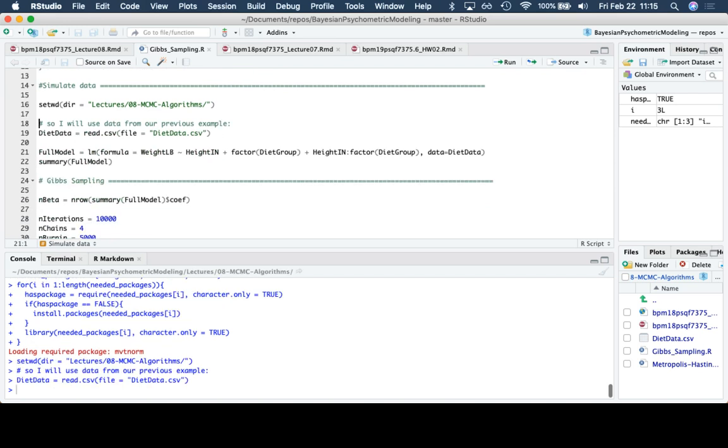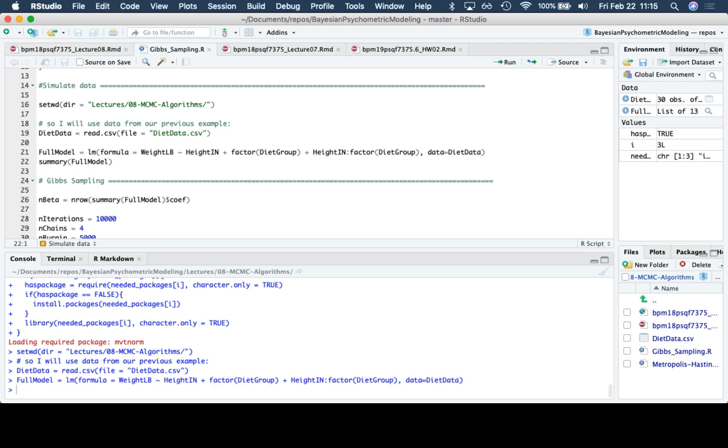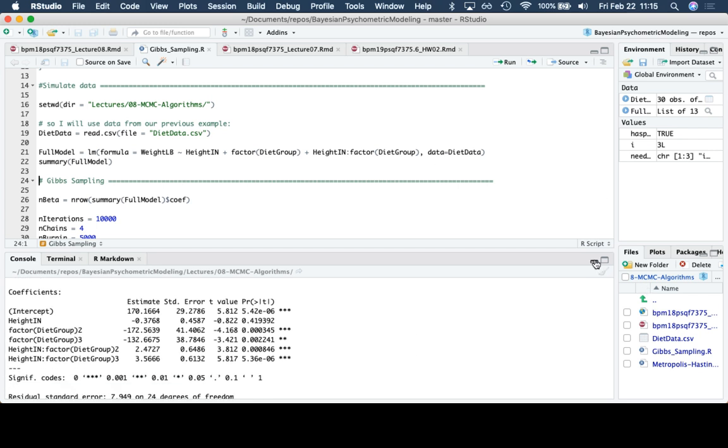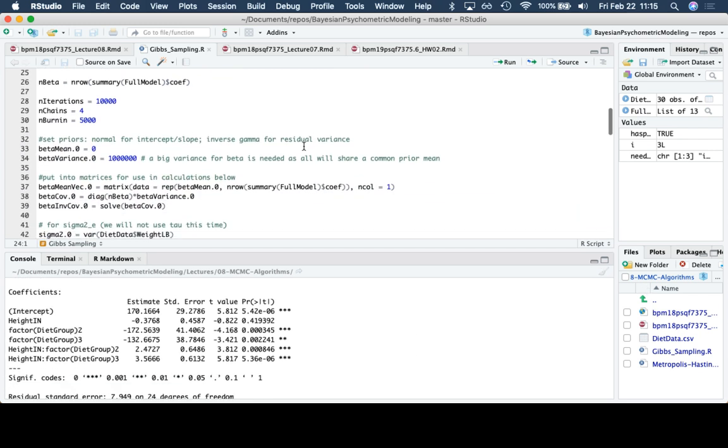I can set our working directory, read in our data, and we're going to just quickly show this is the least squares estimate, the OLS estimates for the linear model we had before. Okay. Now in Gibbs sampling, to make this work, we again have to specify the number of iterations, number of chains, the burn-in, all that stuff.